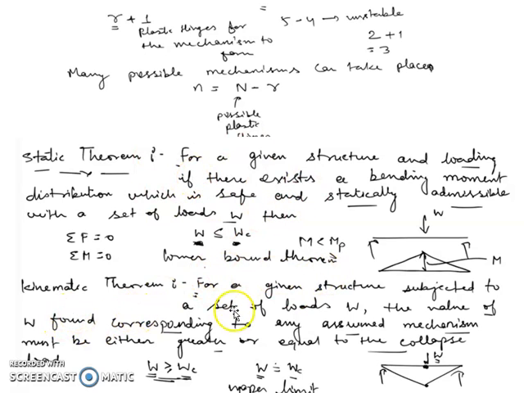Now kinematic theorem. For a given structure subjected to a set of loads W, the value of W found corresponding to any assumed mechanism must be either greater than or equal to the collapse load. That is, here W is greater than or equal to Wc. So the value of load W is always calculated from the mechanism.